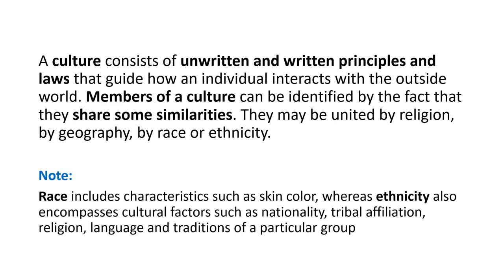Next, a culture consists of unwritten and written principles and laws that guide how an individual interacts with the outside world. So we can understand that there could be two types of principles and laws that are exercised by a particular culture, written and unwritten. What could be the written principle?